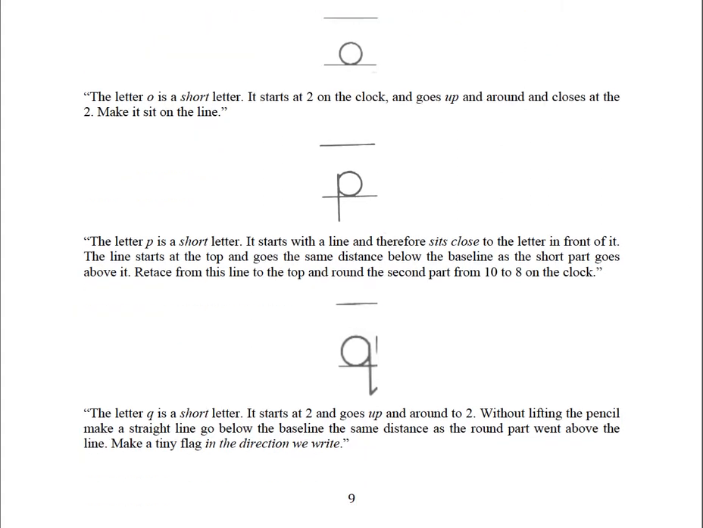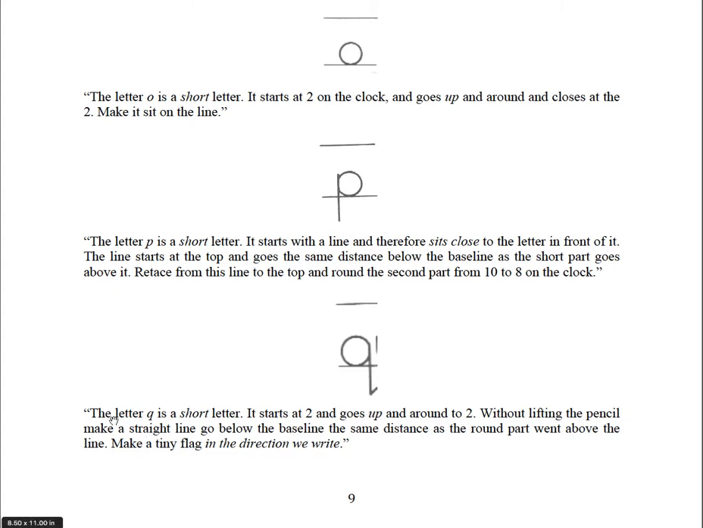Letter P is a short letter. It starts with a line and therefore sets close to the next letter in front of it. The line starts at the top and goes the same distance below the baseline as the short part goes above it. Retrace from this line. Now notice, retrace means go down. Don't pick your pencil up, but rather go up and then around. This will help when they learn cursive later. Retrace from the top, and you go from 10 o'clock all the way around to 8 o'clock on the clock.